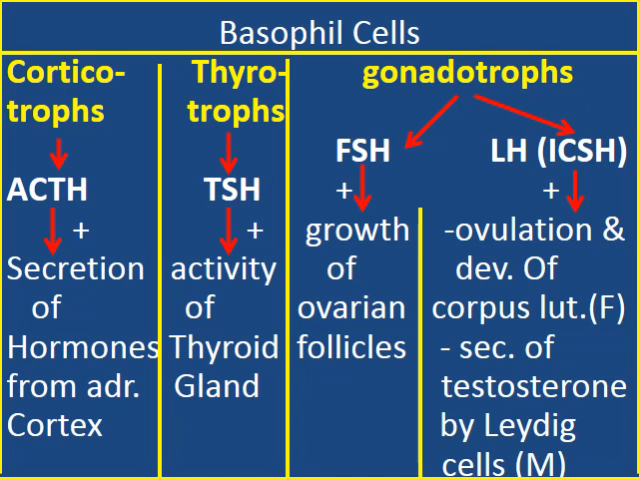Gonadotrophs, which secrete follicle stimulating hormone, stimulate growth of ovarian follicles, and luteinizing hormone, which causes ovulation and development of the corpus luteum. It also causes secretion of testosterone by Leydig cells.